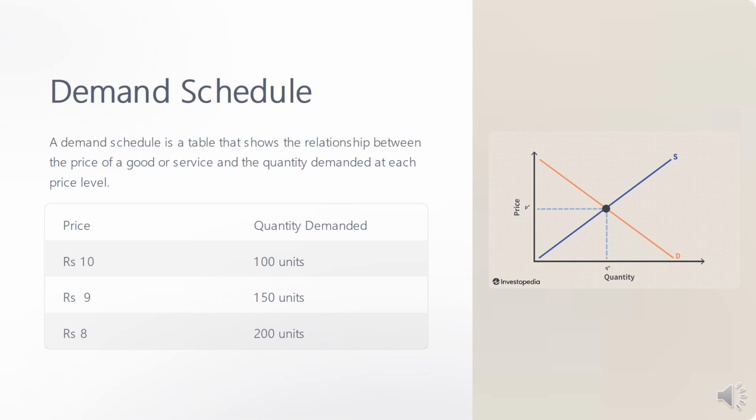Okay, so when the price was 10 rupees, how much was the quantity demanded? It was 100. And when it was reduced to 9 rupees, the demand went to 150 units. And when it reduced further to 8 rupees, the demand was twice the first one. It is 200 units, right? So what we have understood here is, as the price goes down, the quantity demanded goes up, right? So far it's clear. You can see in the graph also, when the price is less, the demand is more.